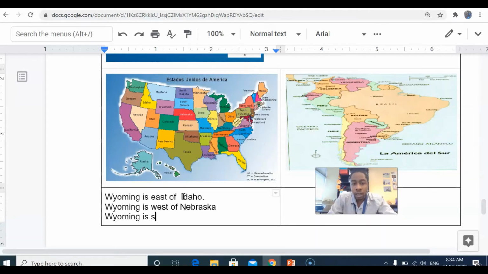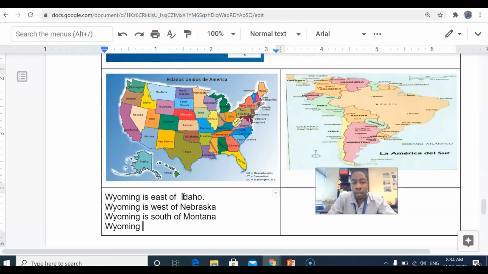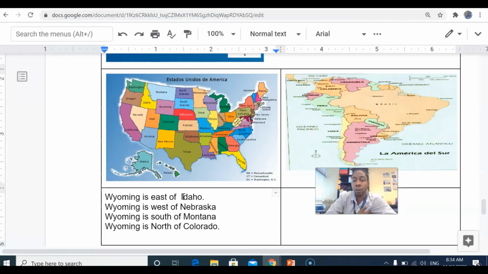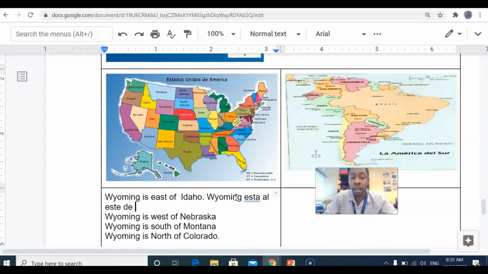Wyoming is south of Montana. Wyoming is north of Colorado. So we want to start with some sentences like this. We're going to start by saying Wyoming está. If you choose S in my class at this point, that's okay. We're going to say al este de Idaho. So Wyoming is to the east of Idaho.